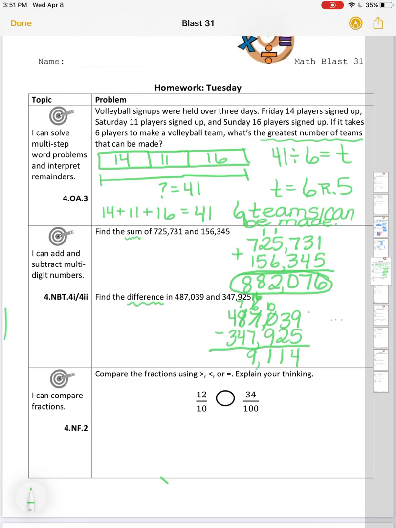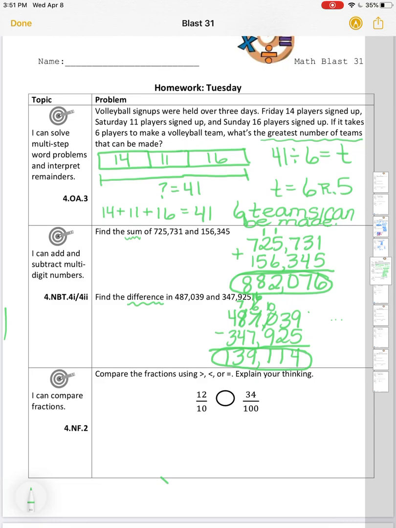In my 10,000s place, I start with 7 10,000s and I'm going to subtract 4 10,000s, leaving me 3 10,000s. In my 100,000s place, I start with 4 100,000s and I want to subtract 3 100,000s, which leaves me 1 in the 100,000s place. So the difference, the answer to my subtraction problem here, is 139,114.